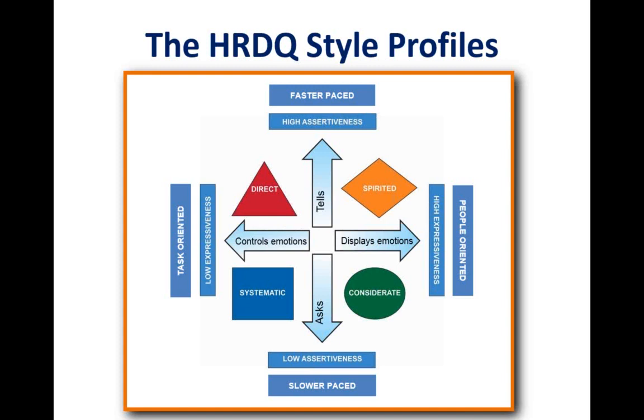Now, moving back over to the left, you can see the blue box that has the systematic group of people. And these people are like the considerate in that they ask versus telling, and they are more moderately paced and lower in their assertiveness. But unlike the considerate folks who display their emotions and who are people-oriented, the systematic people control their emotions. And they are, again, task-oriented or logic-oriented and lower in expressiveness, like the direct folks. So that gives you a high overview of the HRDQ style profiles.